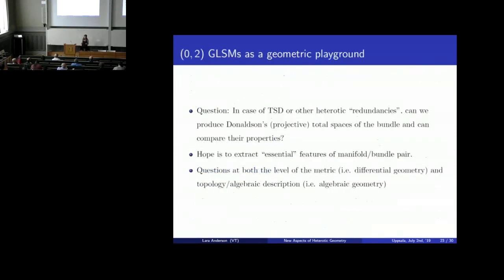So can I try and package this? The thing I want to try and understand is, in the case of this target space duality or in potential other heterotic redundancies, can we actually produce the projectivized total space of the vector bundle, which we know captures the combined complex deformations of the manifold in a nice way? Can we compare what those total spaces as manifolds look like across one of these correspondences and see if we can spot what is the essential structure that the heterotic theory is really tracking?